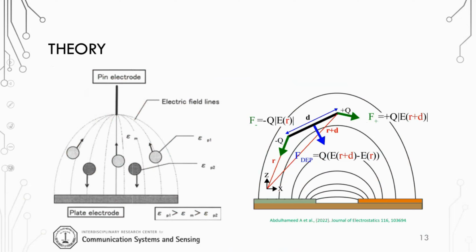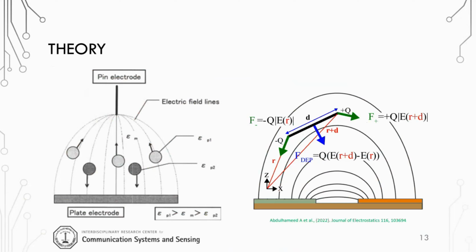But if the permittivity of the particle is less than the permittivity of the medium, which is the case for the black particle here, it will move to low electric field. So how do we know this is low electric field? Because you see there is a high distance between the electric lines, but the distance between the electric lines here is very small. So this is very high electric field. So we can explain it in this way.